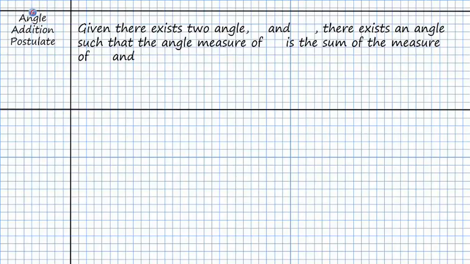So given that there exist two angles, so given that we have the angle CAT and the angle DOG, let's go ahead and make our angles here. So this will be D, O, G, and then this will be C, A, T. So given that I have angles CAT and DOG, there exists an angle, and we'll call it MAD, that the measure of that angle is equal to the sum of the measure of CAT and DOG.